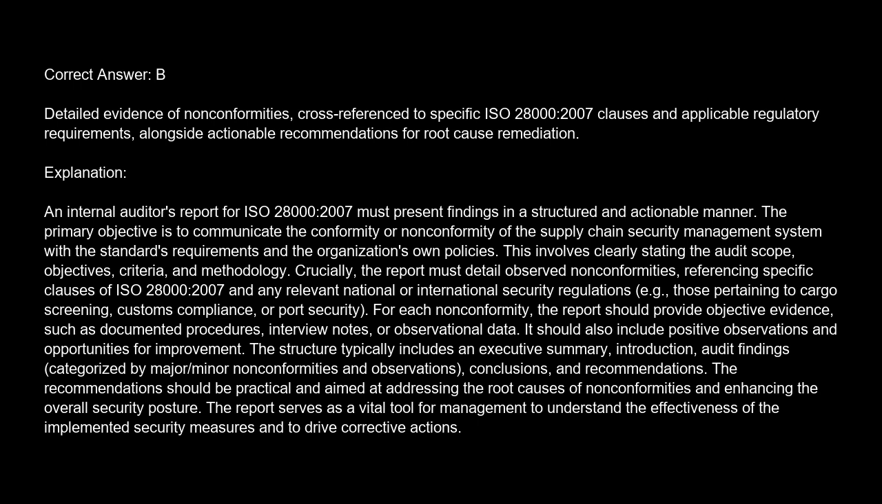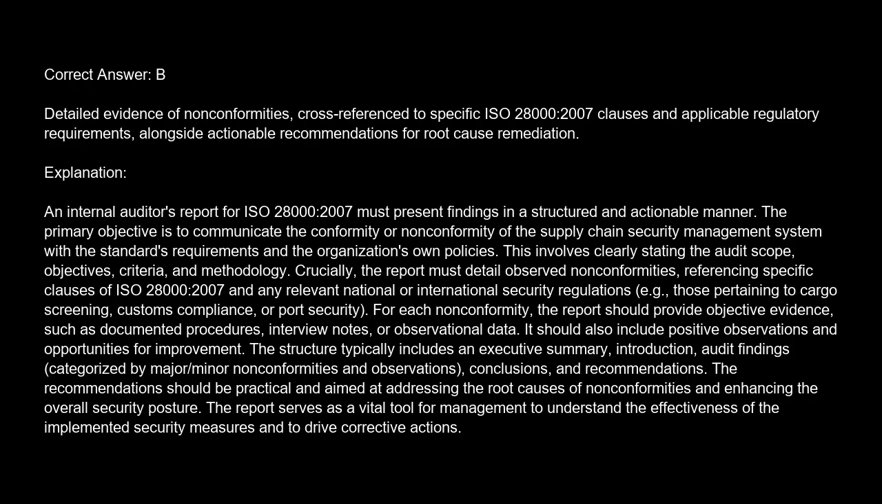This involves clearly stating the audit scope, objectives, criteria, and methodology. Crucially, the report must detail observed nonconformities, referencing specific clauses of ISO 28000-2007 and any relevant national or international security regulations, e.g., those pertaining to cargo screening, customs compliance, or port security. For each nonconformity, the report should provide objective evidence, such as documented procedures, interview notes, or observational data. It should also include positive observations and opportunities for improvement.